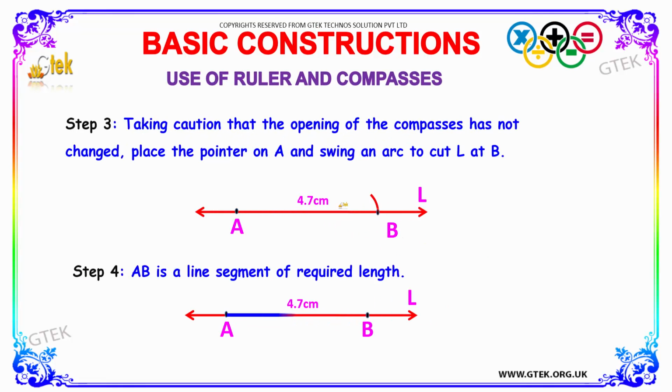So our third step, taking caution that the opening of the compass has not changed, is to place the pointer of the compass on A and swing an arc to cut the line L at the point B. So this gives you the required line segment of length 4.7 centimeter. So AB is the required line segment.